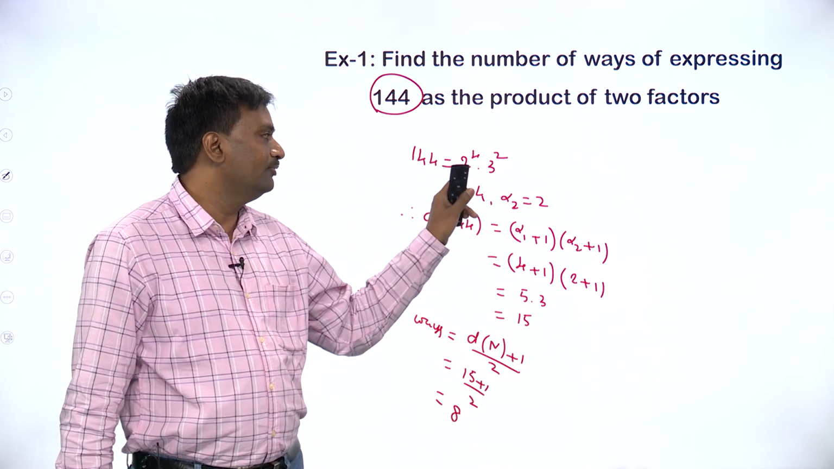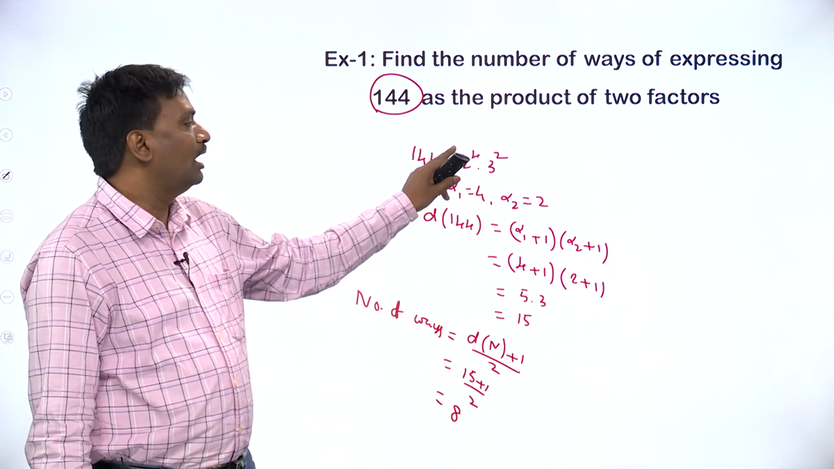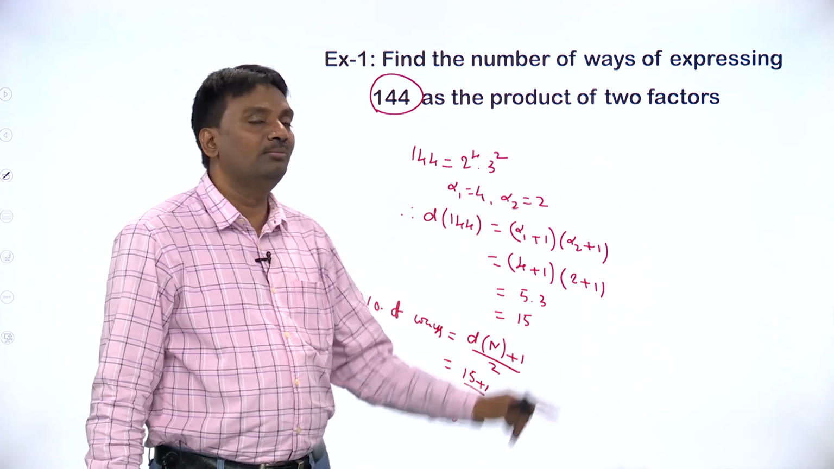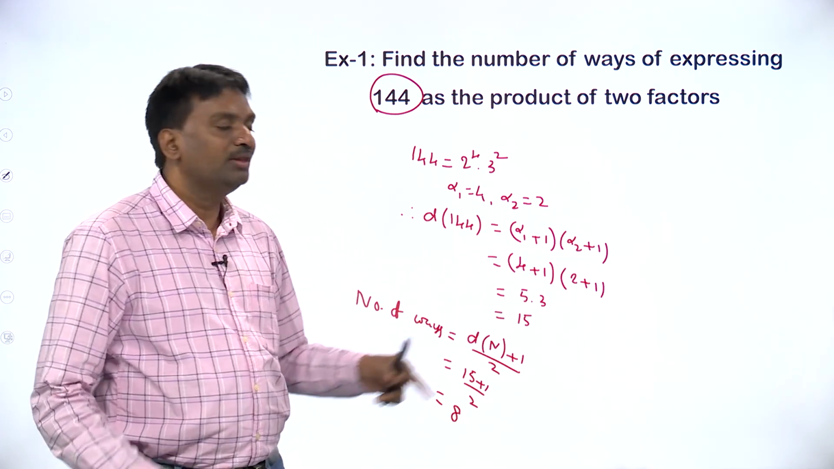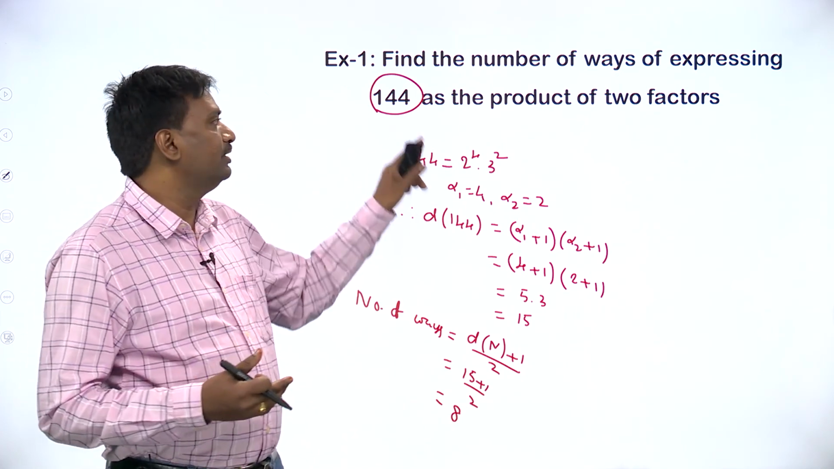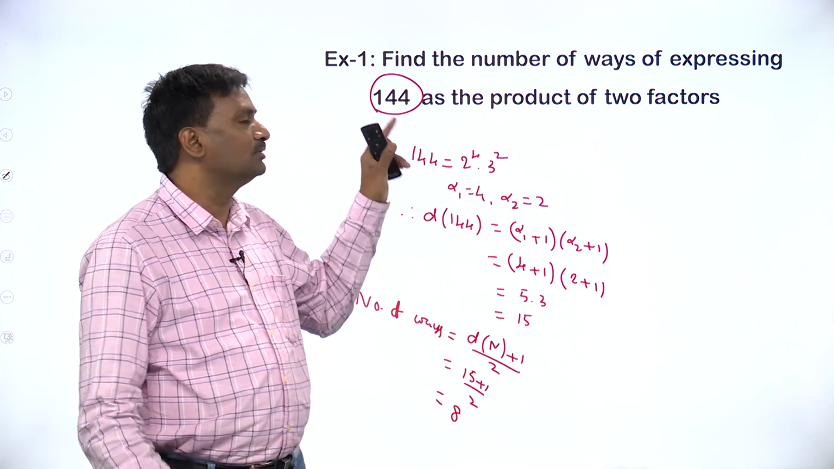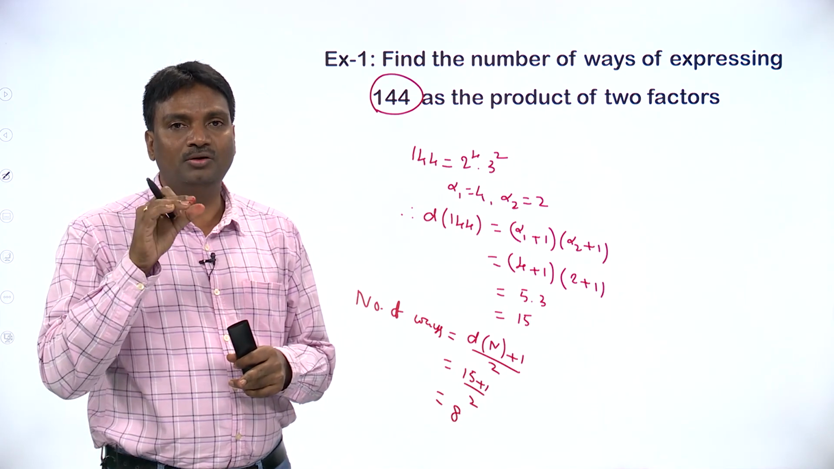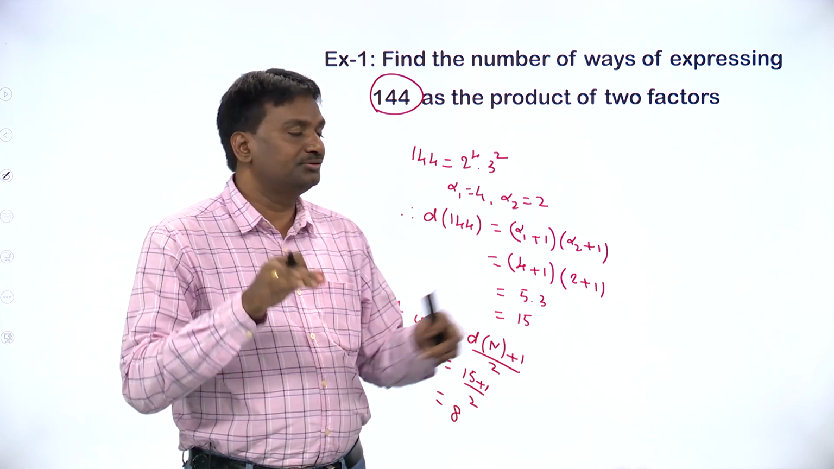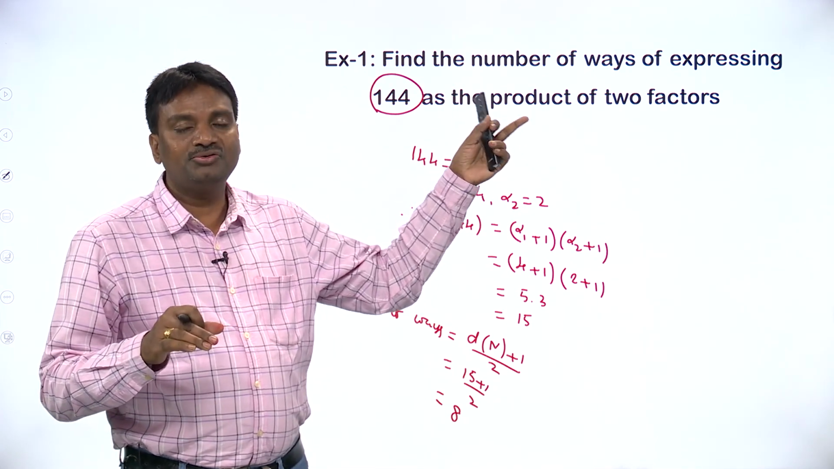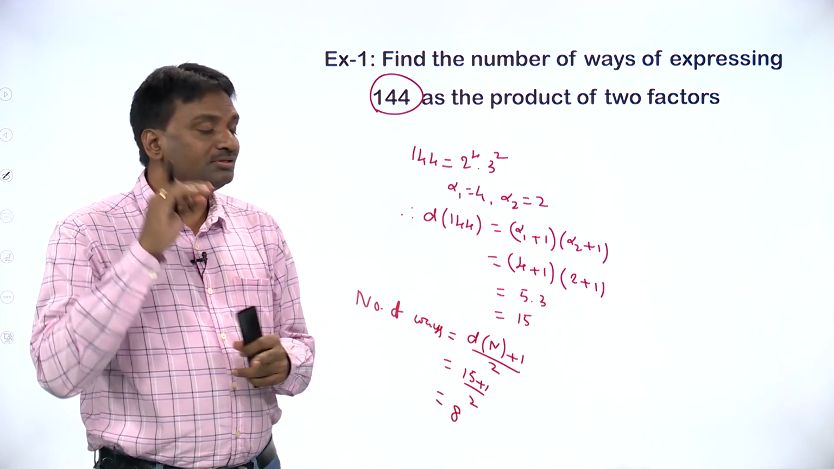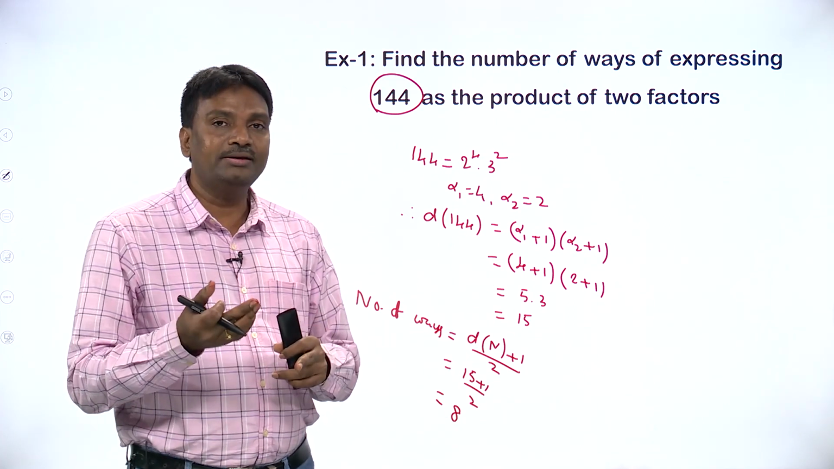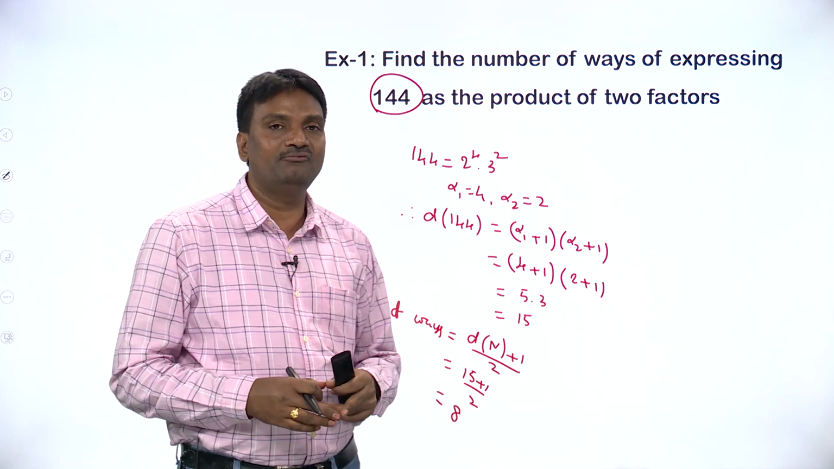We can express 144 as 2 power 4 into 3 square, alpha 1 equal to 4, alpha 2 equal to 2, by finding the number of divisors. By using the formula alpha 1 plus 1 into alpha 2 plus 1, we have gotten 15. So, before doing the problem, we have to observe whether the given number is a perfect square or not. If it is a perfect square, we can use the formula d of n plus 1 by 2. If the given number is not a perfect square, then we can use the formula d of n by 2.